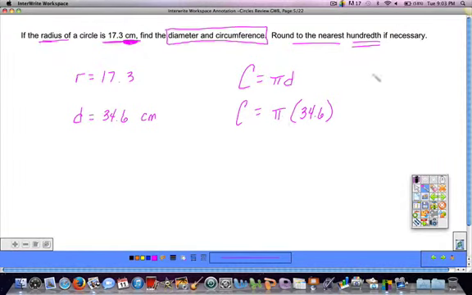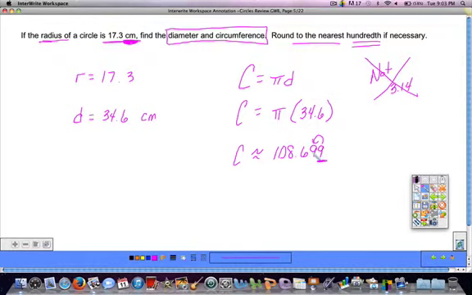Do not use 3.14. No, no. It doesn't tell you anywhere to use 3.14, so use the pi button in your calculator. It's more precise. Okay, so C then in my calculator shows me 108.699. Well, it says to the hundredth, so this one tells me what I have to do here.